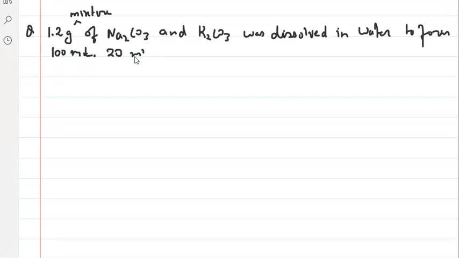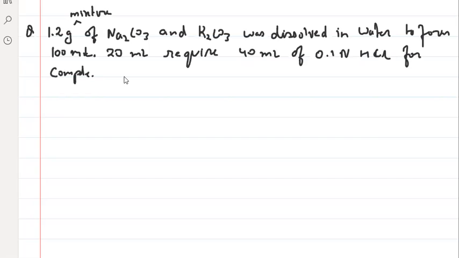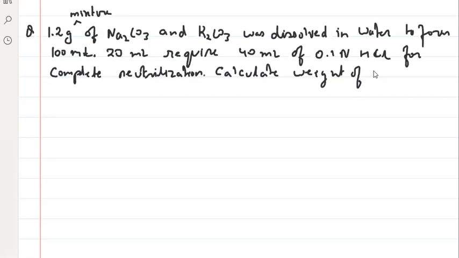Okay, 20 milliliter of this solution requires 40 milliliter of 0.1 normality HCl for complete neutralization. You have to calculate the weight of Na2CO3. This is the first part.